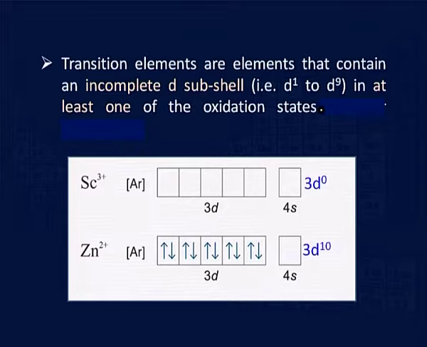Then and only then will they qualify as a transition element or transition metal. Looking at this definition, if we see the structure of scandium and zinc, we will find that in scandium in +3 oxidation state, there is no electron present in the d orbital, and zinc in +2 oxidation state contains a fully filled d orbital and does not contain any unpaired electron in the d subshell, and therefore these two elements are excluded from the definition of a transition element.